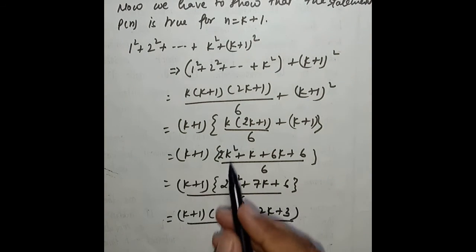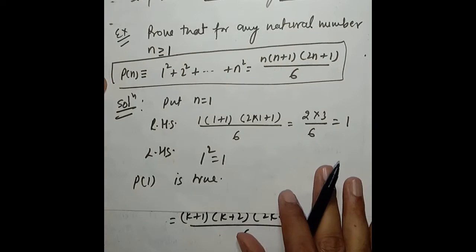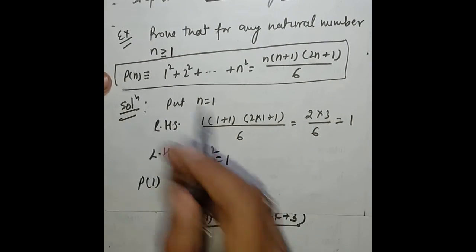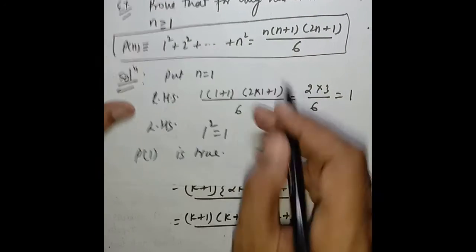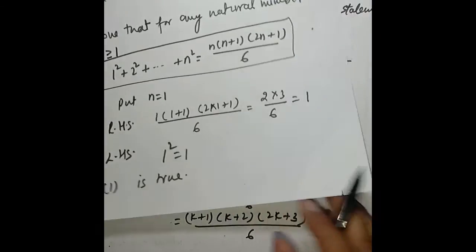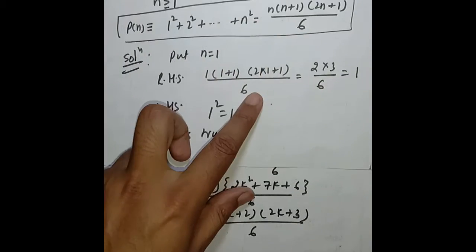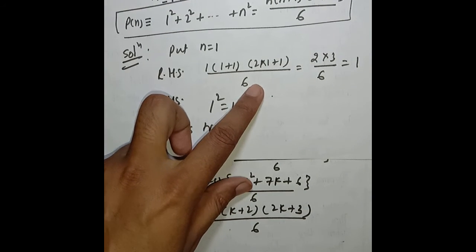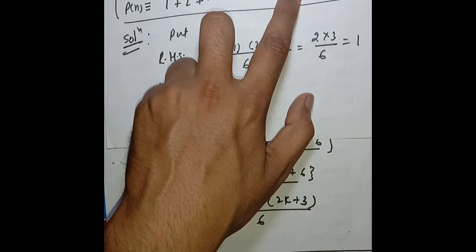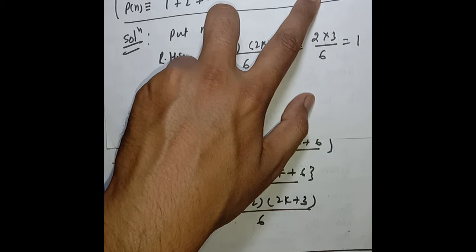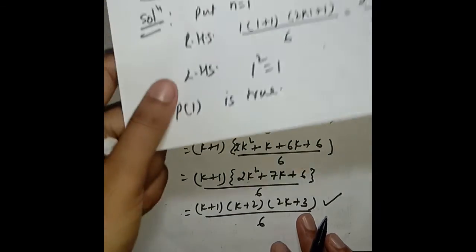So we can say that the statement is also true for n is equal to k plus 1, because if you try to verify this statement, if we put n is equal to k plus 1, in the left hand side we get this, and in the right hand side, if we put n is equal to k plus 1, we get k plus 1 plus 1, k plus 2, and 2k plus 3 over 6, and that is what we have in this equation, in this line.